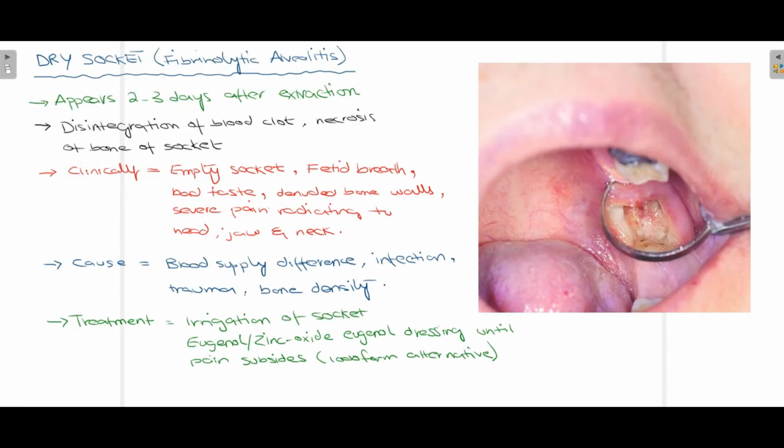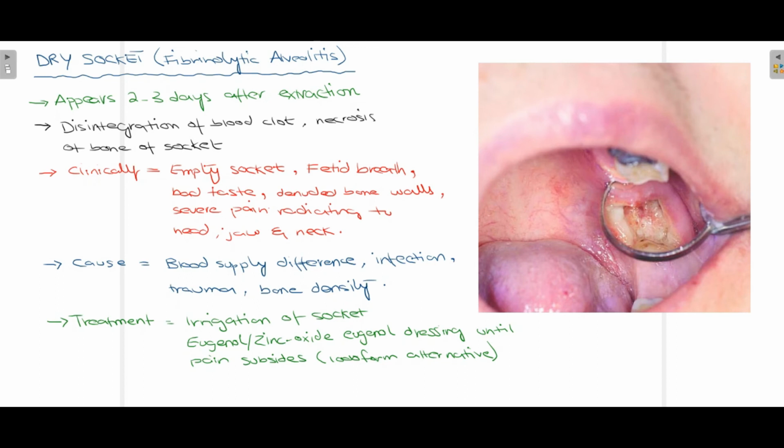Now lastly, talking about one of the common and a painful post-operative complication that the patient does develop is called dry socket. It is also called fibrinolytic alveolitis. So this is dry socket.